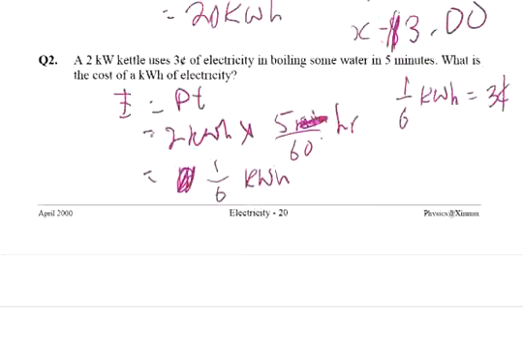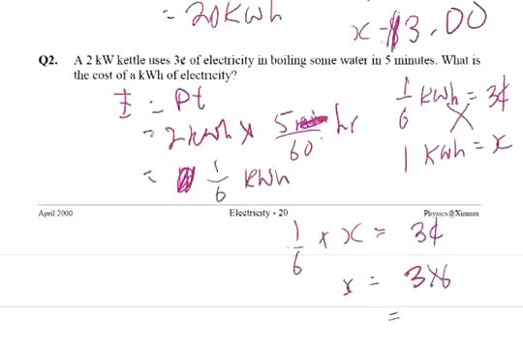What is the cost of electrical energy if you have 1 kWh? Will give x how many cents? So cross multiply. So x will become 3 cents times 6. So x will give you 3 times 6, which gives you 18. So 18 cents. So that is the answer, 18 cents. Okay.